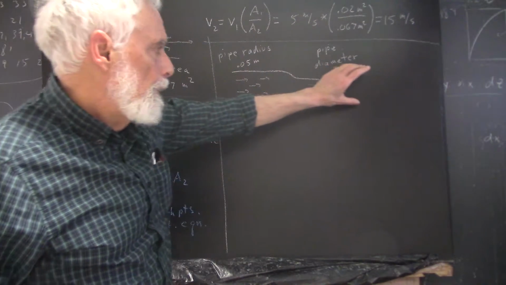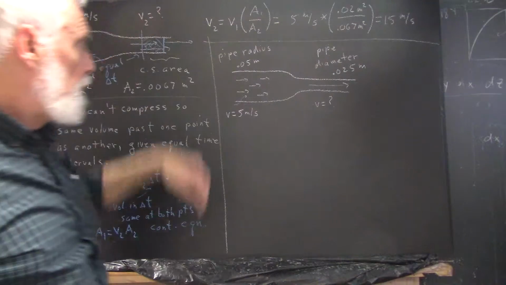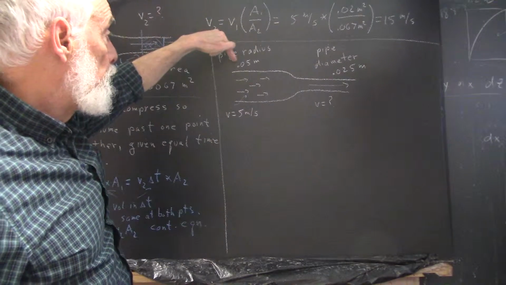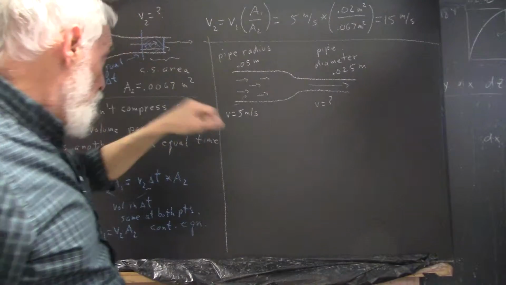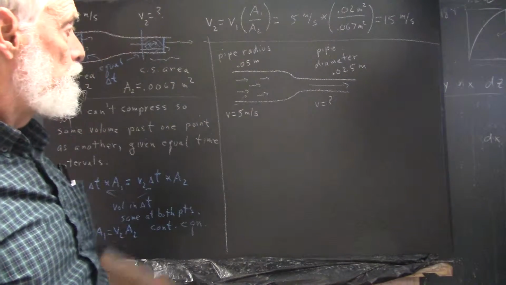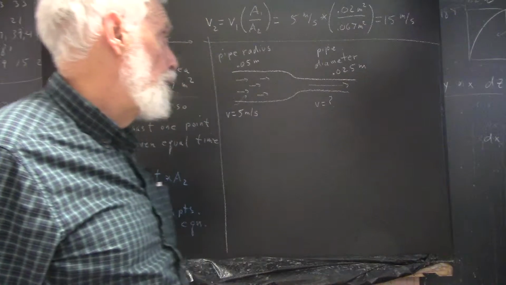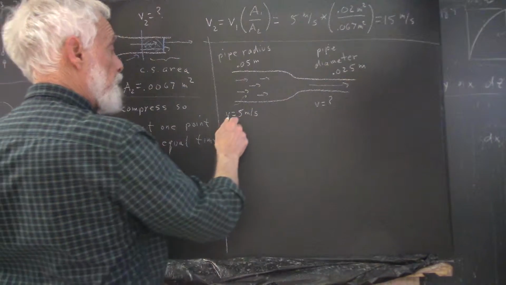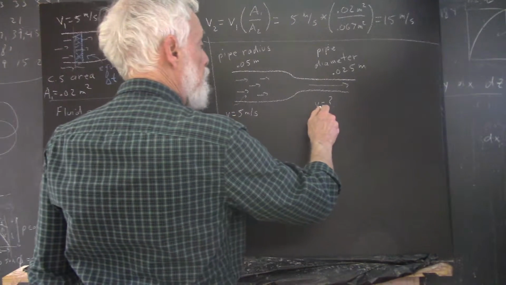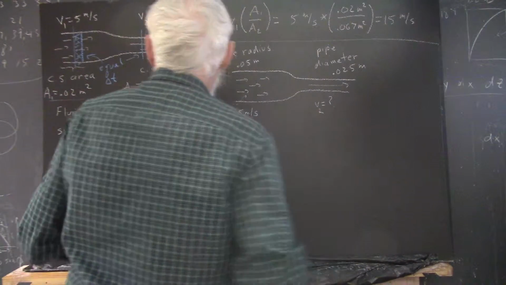We have another problem similar to this one, except here we're given the pipe radius, 0.05 meters at this point, and the 5 meter per second velocity here, and the pipe diameter, 0.025 meters here, and we're asked to find the velocity at this point. So we're going to call this V1, call this V2.